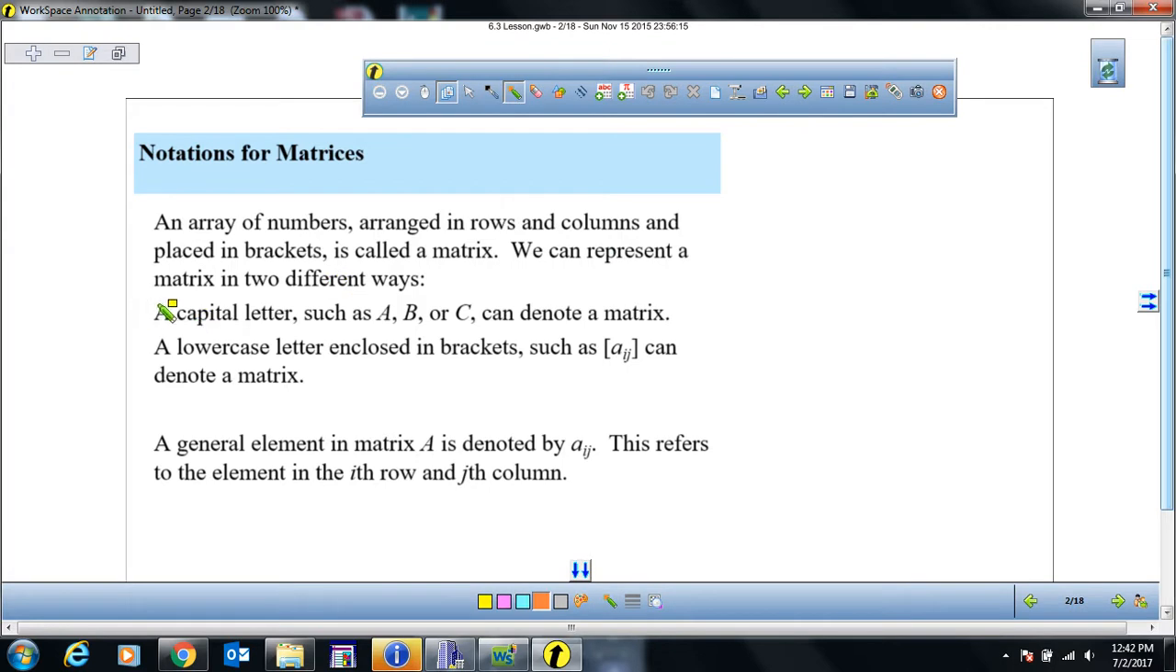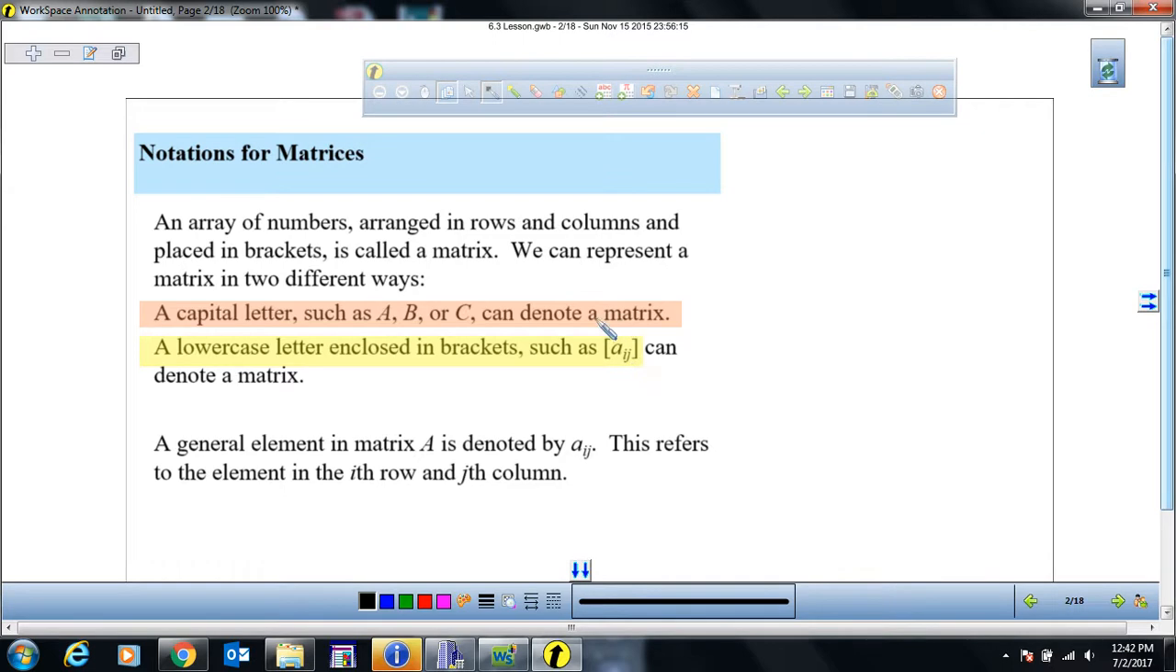Number one, this is the main way that we represent it: a matrix can be represented by using a capital letter, such as matrix A, matrix B, matrix C, and so on. It can also be represented with a lowercase letter enclosed by brackets, followed by two little digits. Those two little subindexes right next to that matrix A basically identify the number of rows and the number of columns of that specific matrix. So it is more general.